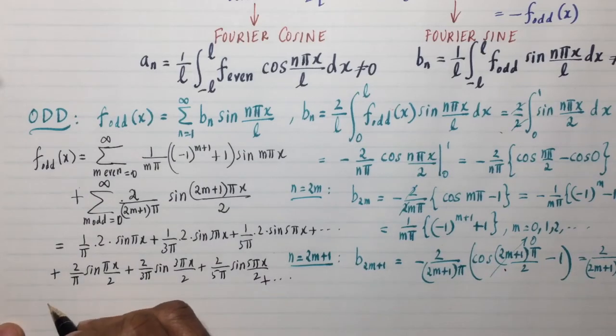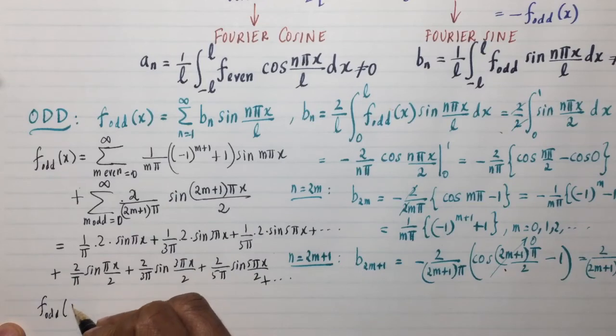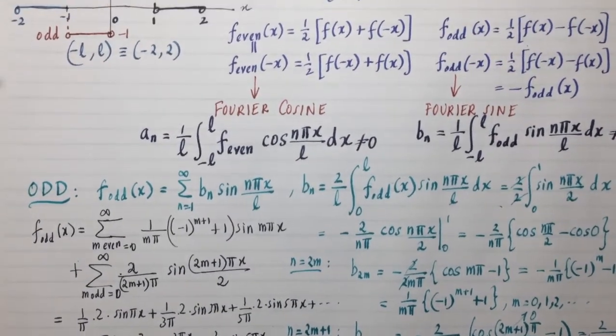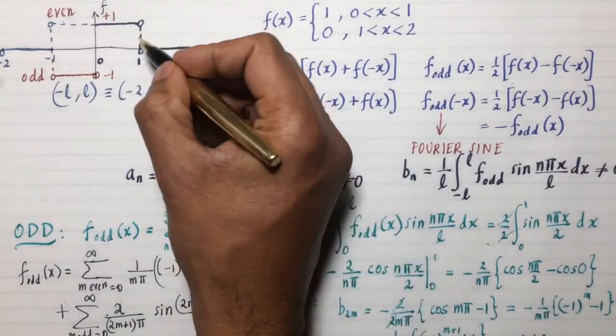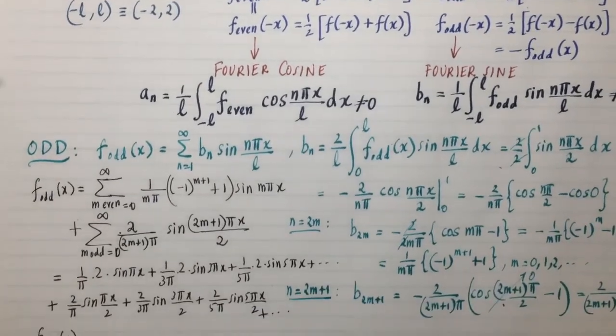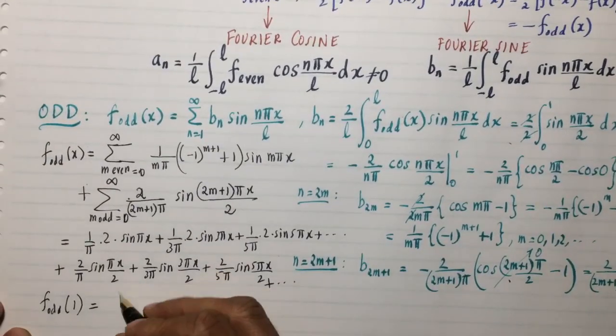Let's take an example of some value. How about f odd at value 1? By the Dirichlet theorem, since at x equals 1, you have a jump discontinuity, the value of the function is going to be exactly half. So that gives me 1/2.